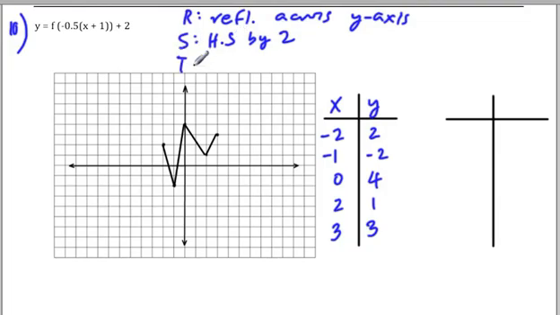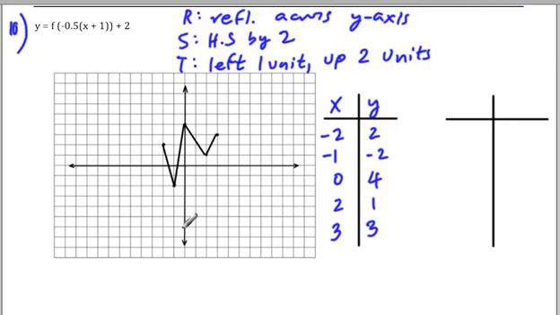And finally, if we look at the translation, since it's already factored, we can see that it's 1 unit to the left. Remember, this is plus 1. So inside the argument, if we say plus 1, it means it's to the left. So basically, left 1 unit. Okay? And if we look outside of the f, we see there's a plus 2, so it's basically up 2 units. Okay? So that's RST.